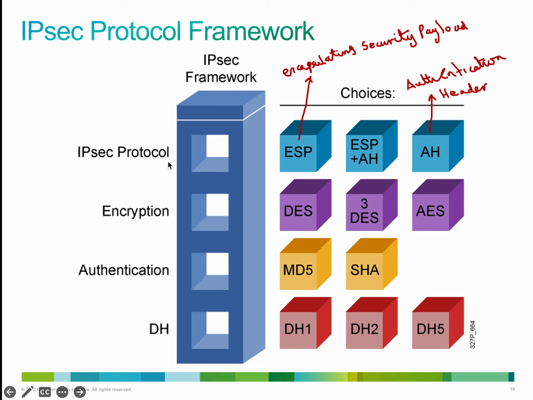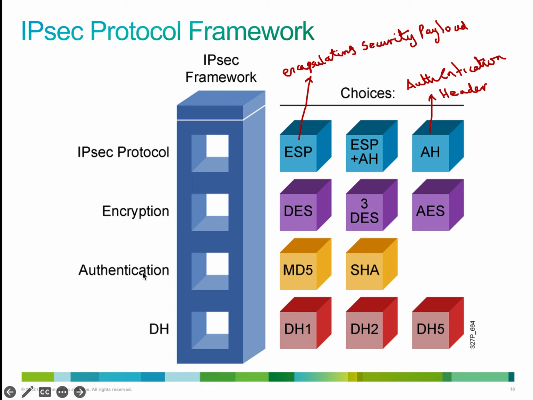So that's the first one, the IPsec protocol. The second one is the encryption. In the whole IPsec framework, the encryption choices that you can choose from are DES, the data encryption standard, triple DES, the triple data encryption standard, and AES, the advanced encryption standard. Any of these can be used.